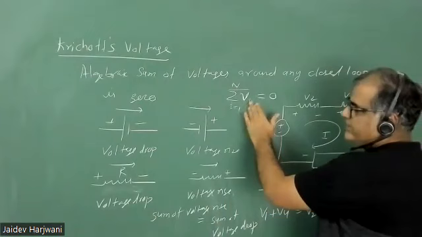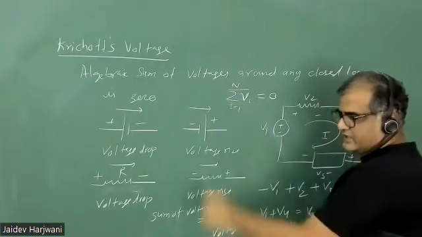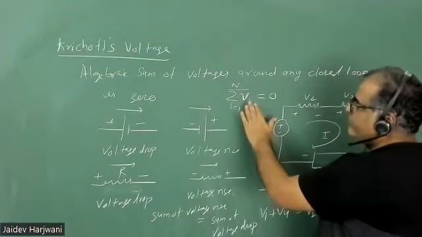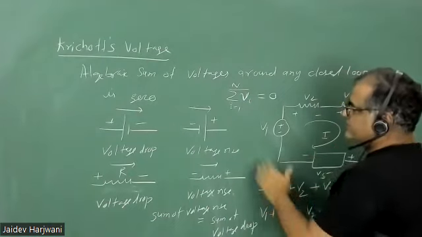Because V is the potential, I can write V as W by Q. So this is the sum of work done. The total work done in the circuit will be zero.